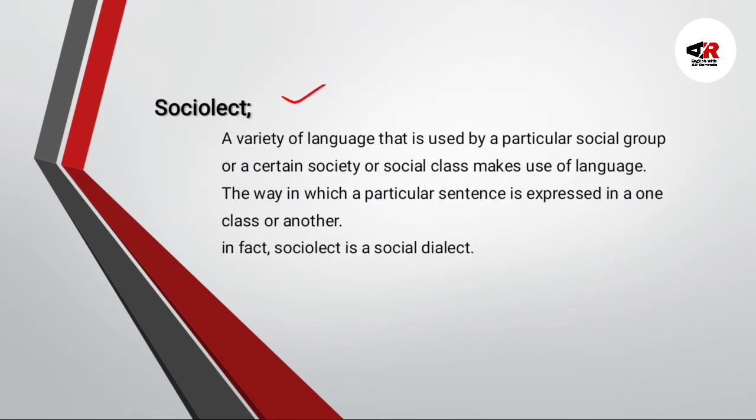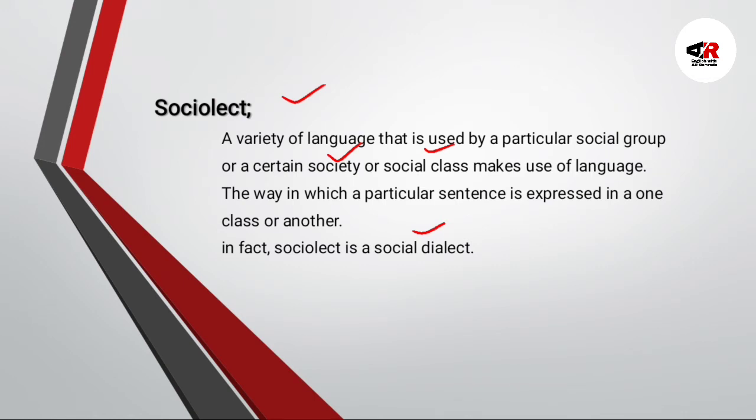This fifth one is sociolect. Sociolect is a variety of language that is used by a particular social group or a certain society. It means this is used in a certain society or social class, the way in which a particular sentence is expressed in one class or another. In fact, sociolect is a social dialect. Sociolect is also called social dialect.